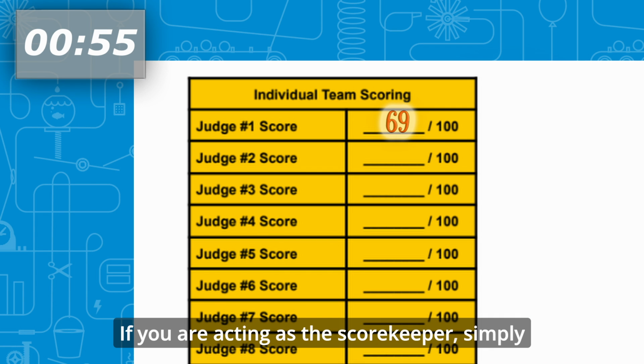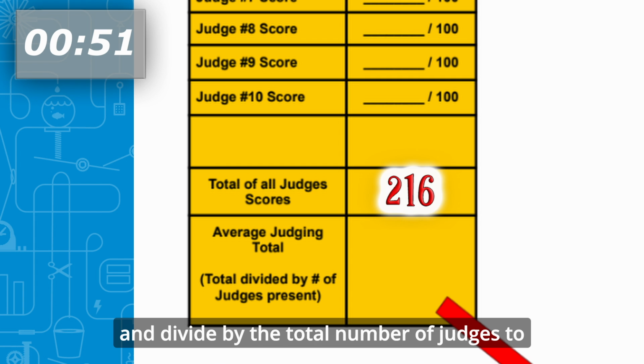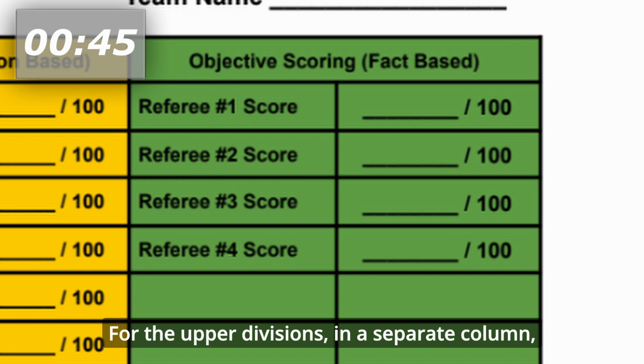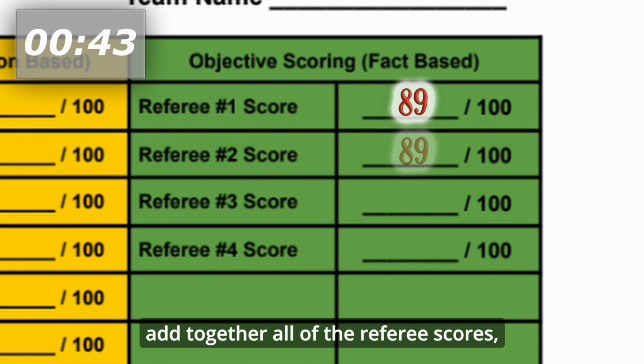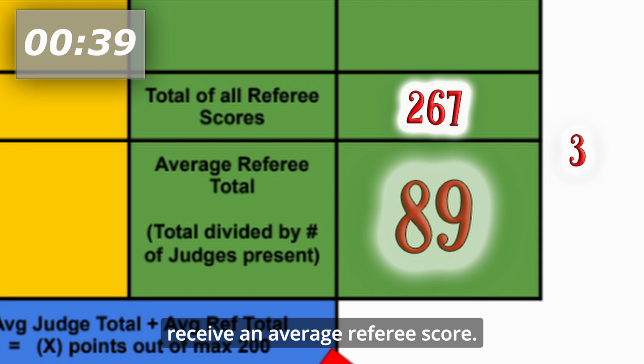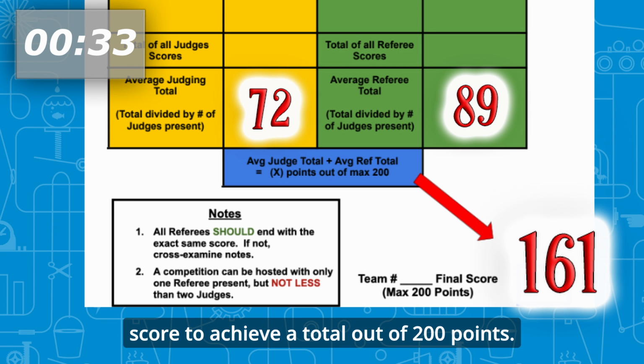If you are acting as the scorekeeper, simply add together all of the scores for each judge and divide by the total number of judges to achieve an average judging score for each team. For the upper divisions, in a separate column, add together all of the referee scores, divide by the total number of referees to receive an average referee score. Then, add the referee score to the judge's score to achieve a total out of 200 points.